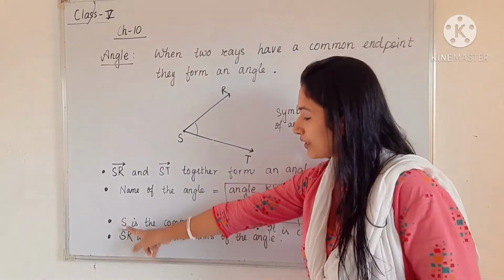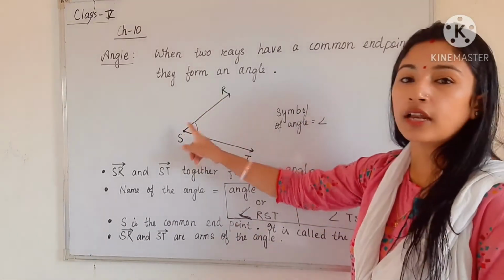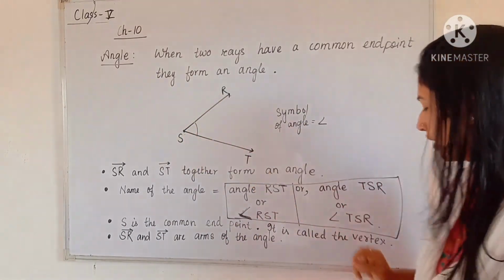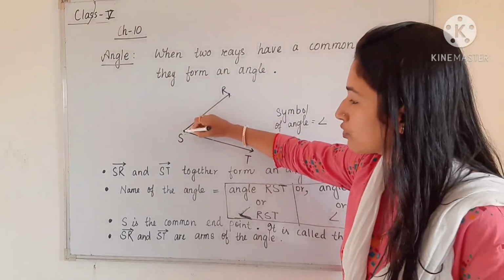So what more things are there here? The third point is that S is the common end point. That means S is the common point that is present in between the two rays. It is called the vertex. So this is also called the vertex of the angle.